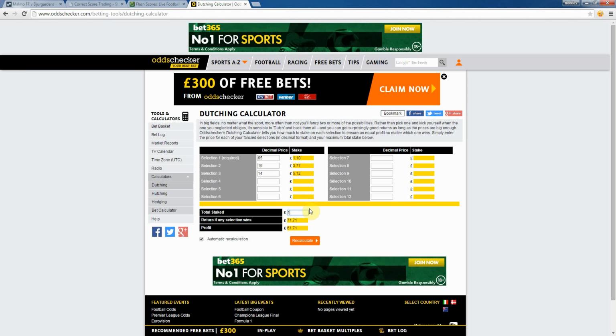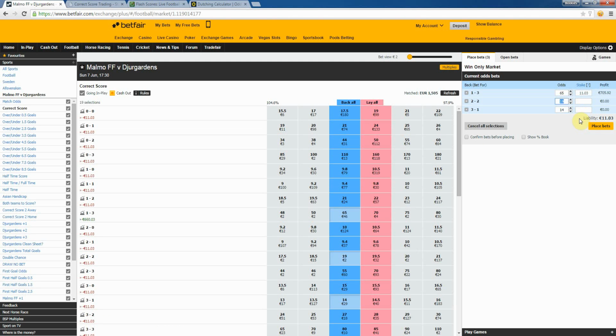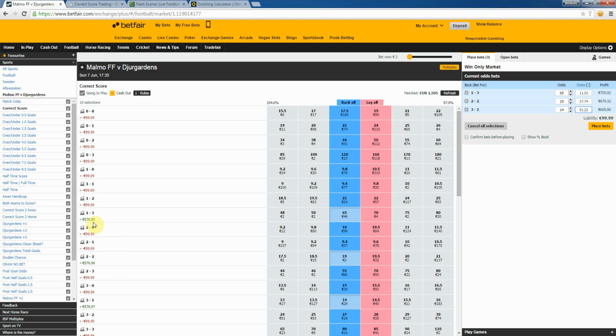Let me try to present that to you. If I go with a 100 stake, you will have 11.03, 37.74, and for the 14th you will have 51.22. Okay, yeah, so it's 99.99 actually. You can see that these amounts are the closest to each other you can get. So it's 576.85, 576.96, and 576.97. So 500 euros profit on these 3 scores, and of course your total liability on other scores.